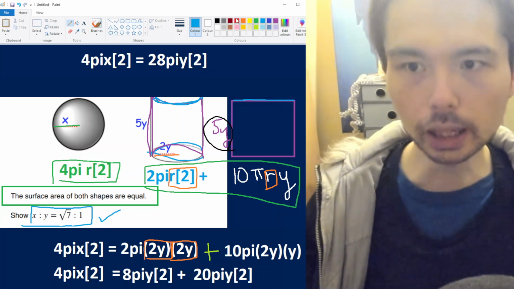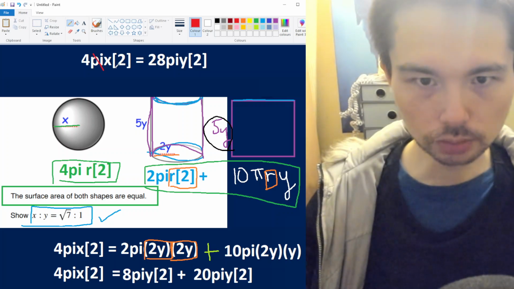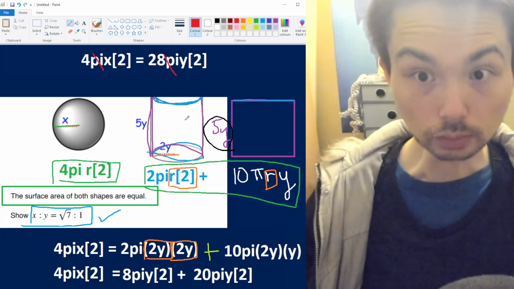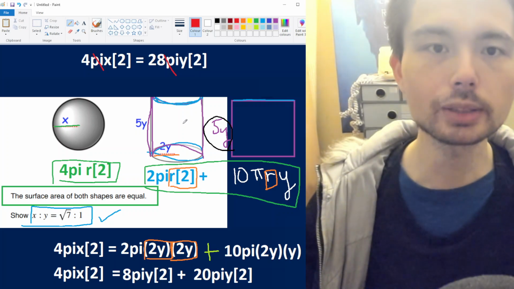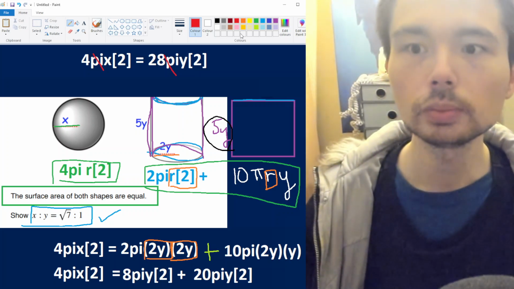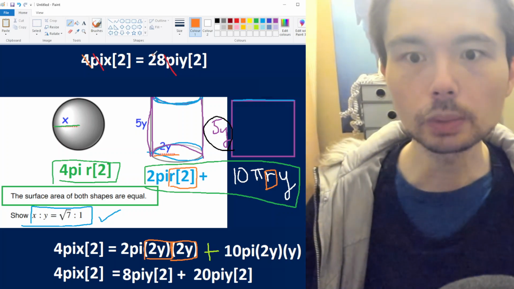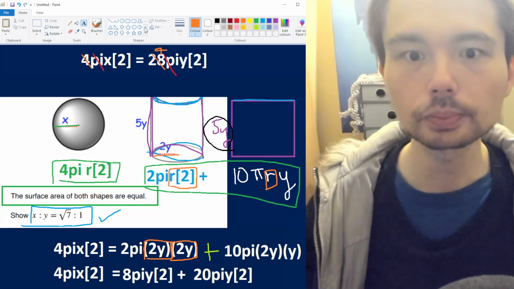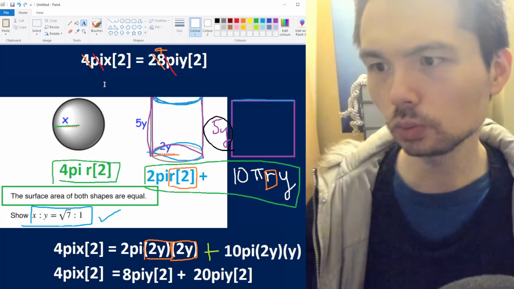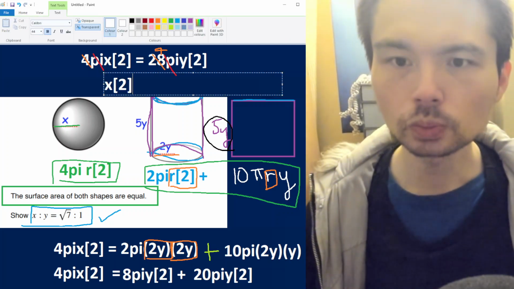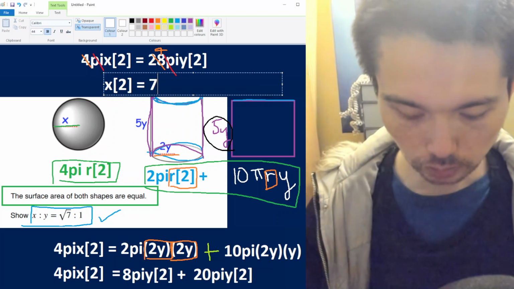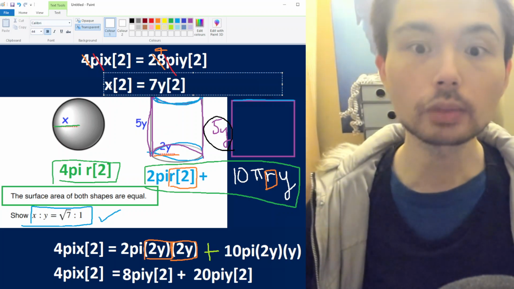Both sides have a pi, so we can divide both sides by pi. Both sides also have 4 and 28. They both share the same factor. They are both in the 4 times table. So chop, and we get 7 on the left. X squared. Oops. X squared here. On the right, 7 y squared. We're almost done. Looking pretty good.